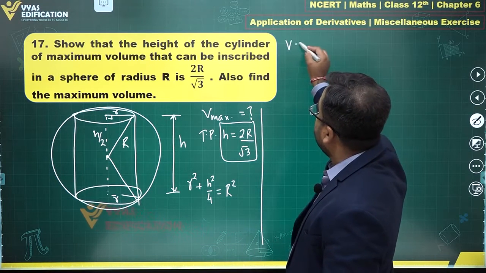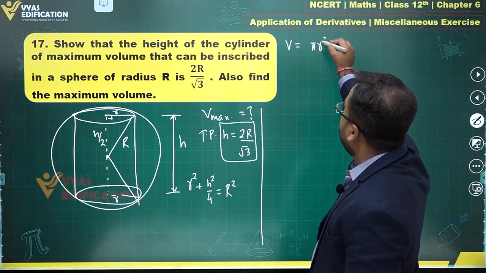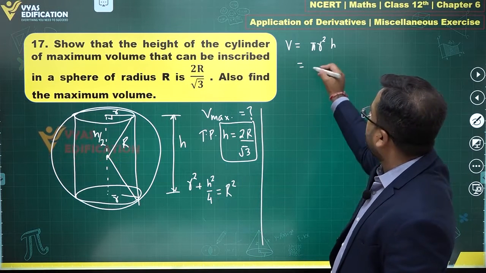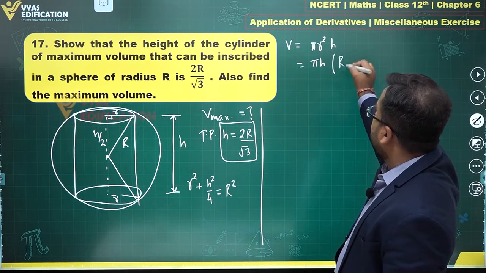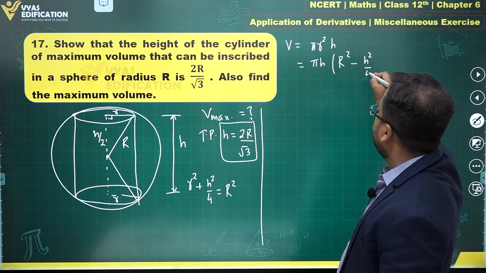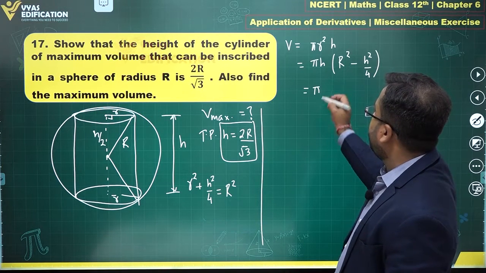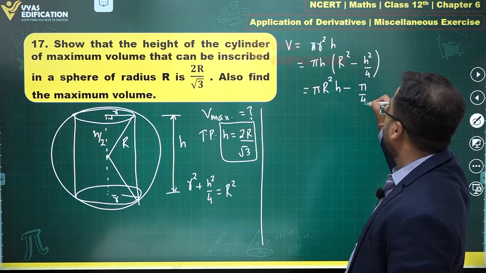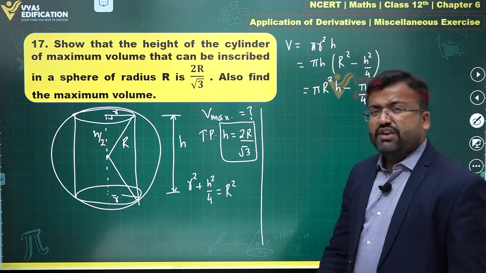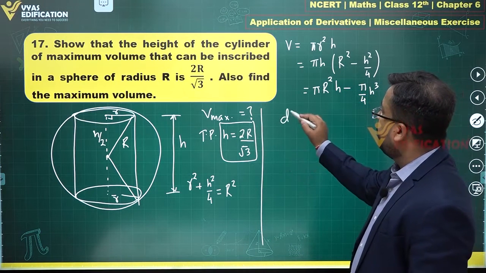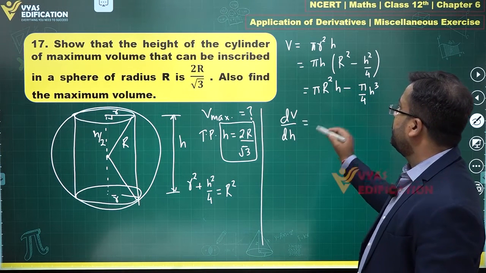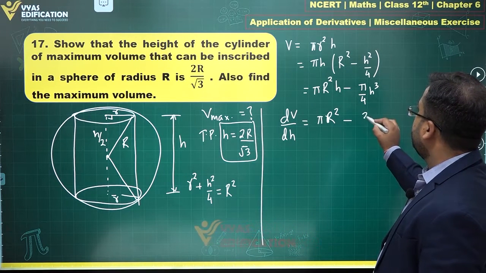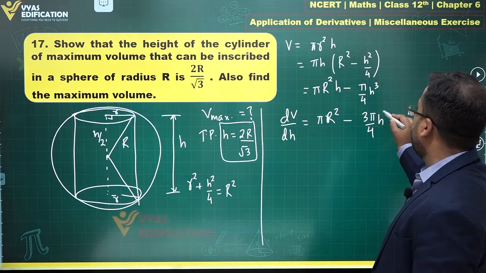And what is the volume of the cylinder? This is pi r square h. Okay, and I can replace this r square by this particular term: pi h times (capital R square minus h square by 4). Okay, this is pi R square h minus pi by 4 h power 3. Once you have written V in terms of h, you can differentiate V with respect to h. This becomes pi R square minus 3 pi by 4 h square, right?